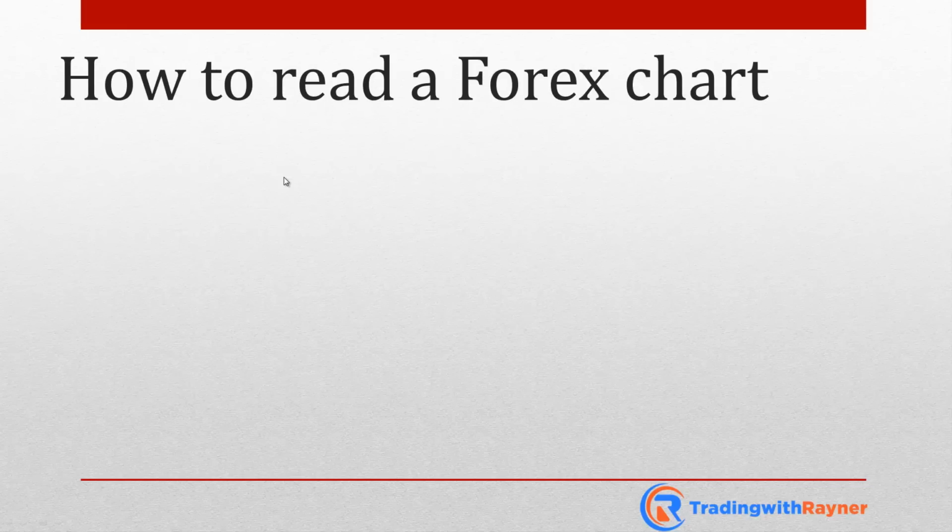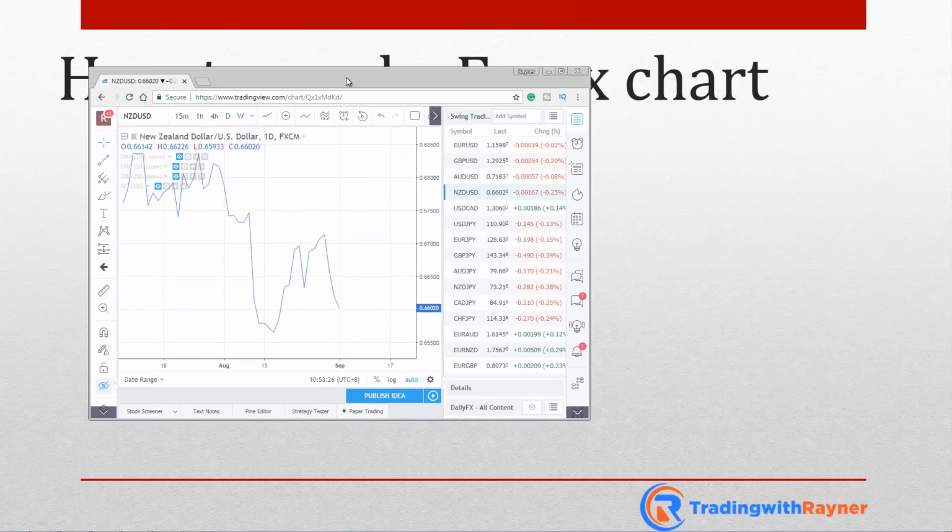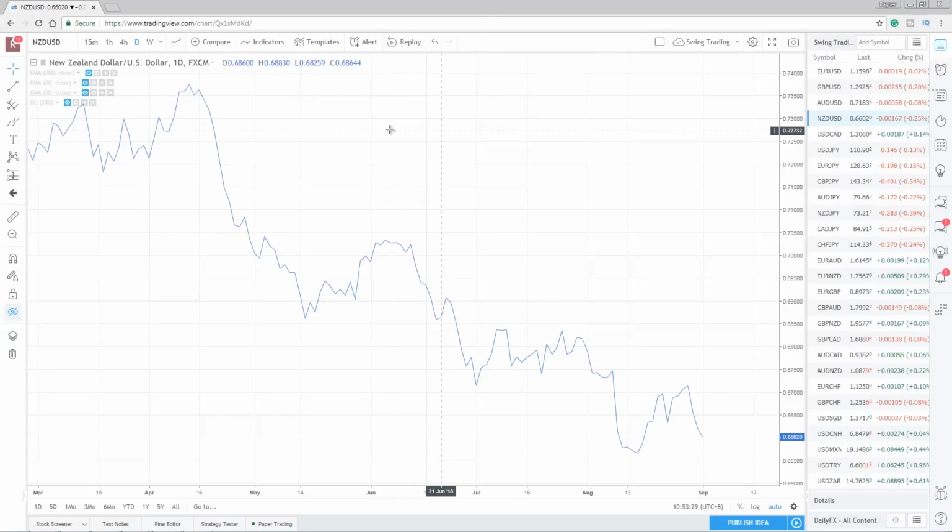So now, how do you read a Forex chart? Let me share with you an example. Okay, so this is a Forex chart. This one here is from TradingView. You can go to tradingview.com and get access to free charts.